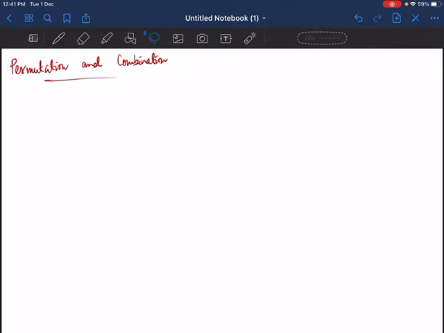So we were doing permutation combination and we are up to exercise 7.4. We have done question number 2 last class. So let me do question number 3.